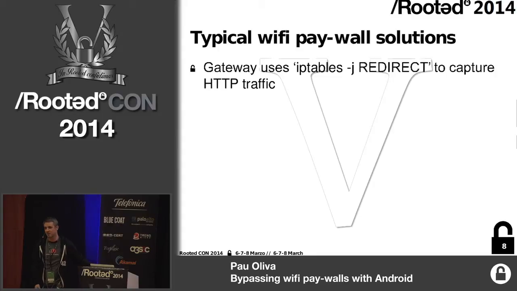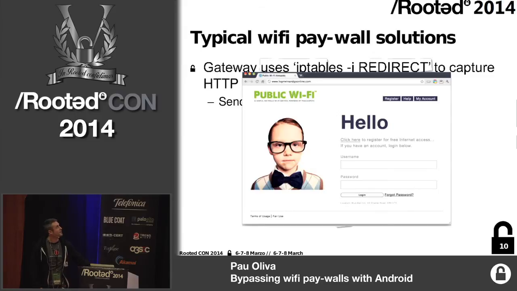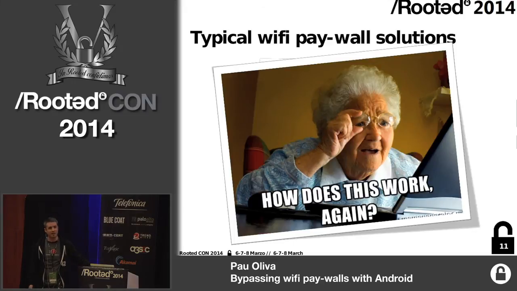Apart from this, which is done only to avoid communication between clients, we also do a redirection. We capture all the HTTP requests and redirect them with iptables to a local port where there is another server. It uses iptables redirect to capture HTTP traffic, sends a 301 to an HTTPS web server, and then moves on. After redirection, the hotspot login page will appear on screen.